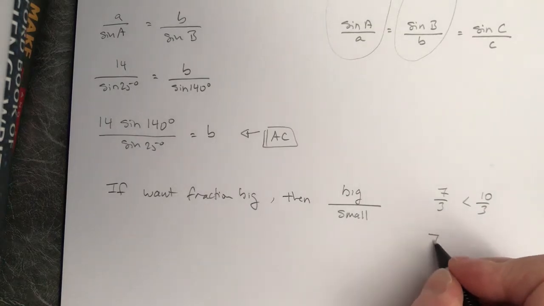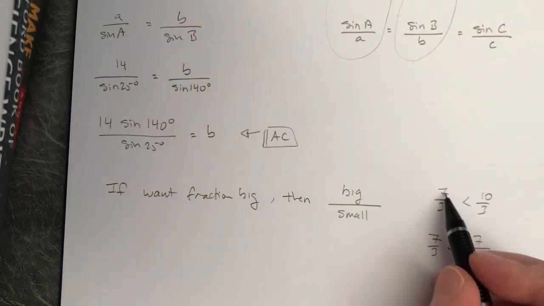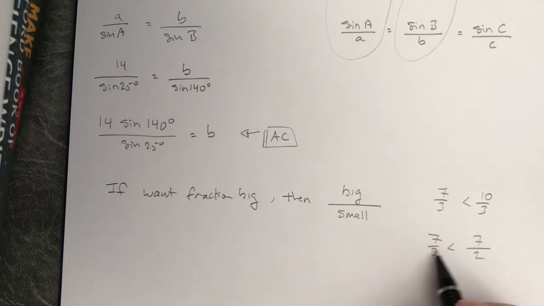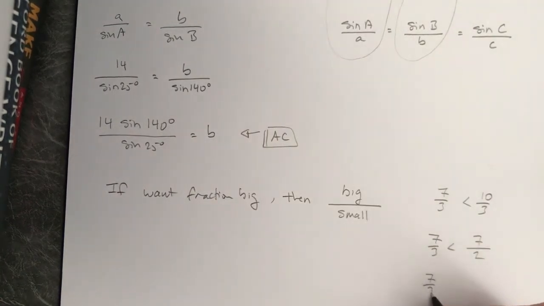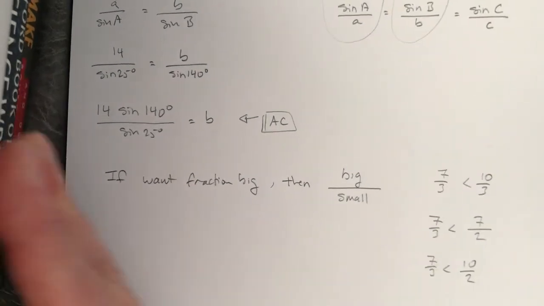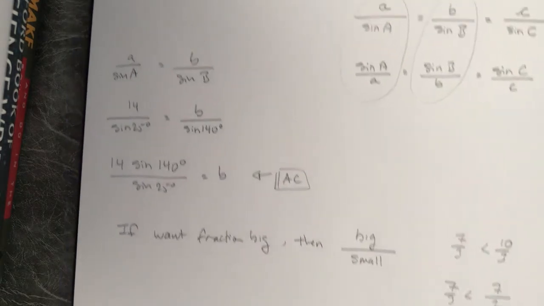Or I could have said, make the 3 smaller, make it a 2. So I can bump up the numerator, or I can shrink the denominator, or I can do both. 10 over 2 is going to be lots bigger than 7 over 3. I guess these are kind of icky decimals, but you can see it on your calculator that this will be the case.